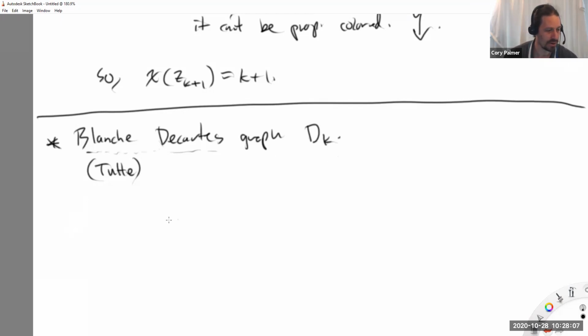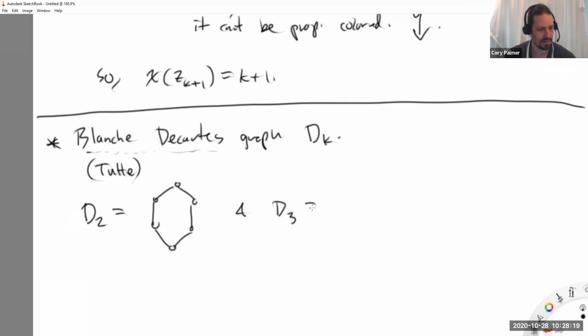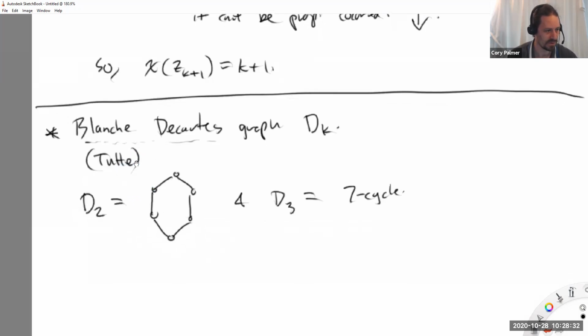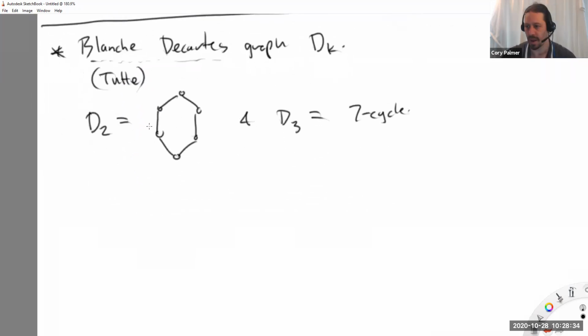But anyhow, let's look at the Blanche-Descartes graph. It's even better than the ones above, as you'll see in a moment. Blanche-Descartes is also defined recursively, and we start off with D2, which is the 6th cycle, and D3 is the 7th cycle. These are our two base cases. We only need D3 for defining it, D2 just so that we can have every chromatic number that we want, right?